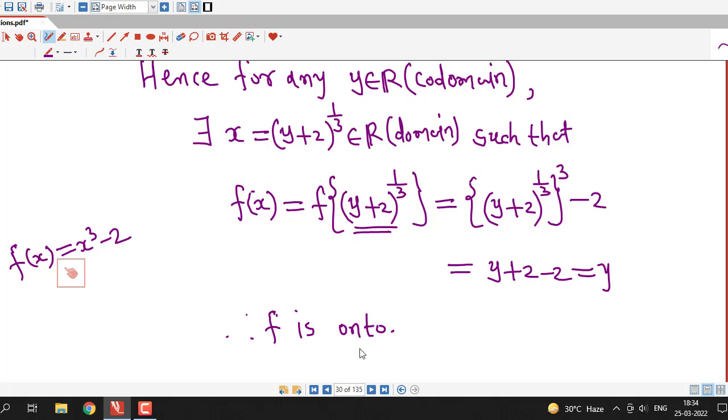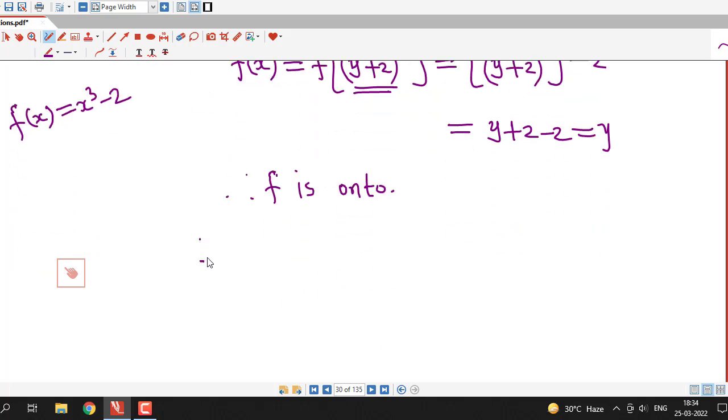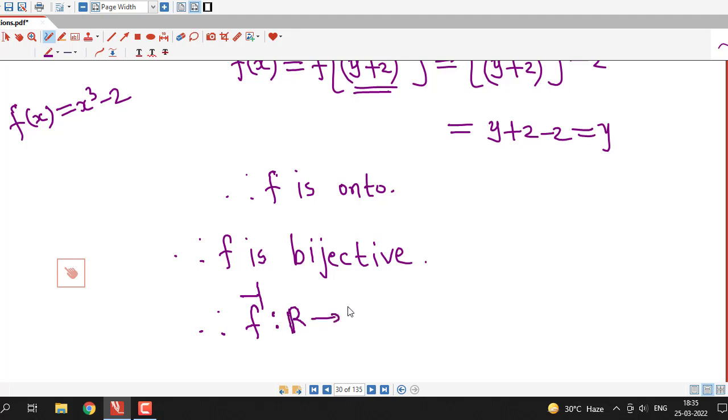So because f is one-to-one and onto, we can say that f is bijective. And if f is bijective, we can talk about its inverse. And f is a function from R to R. Therefore, f inverse is a function from R to R. And we can say that f inverse exists.